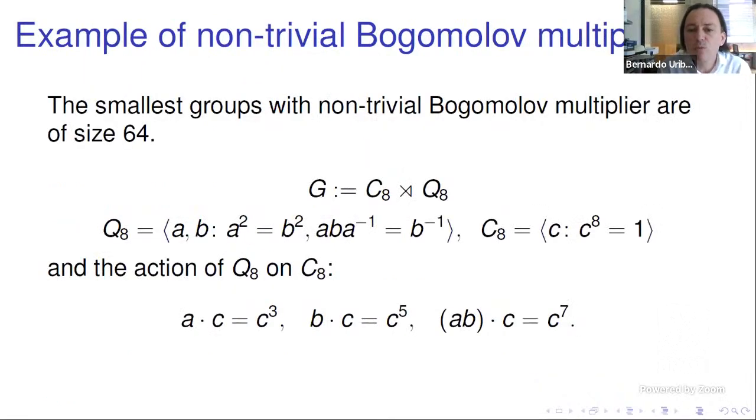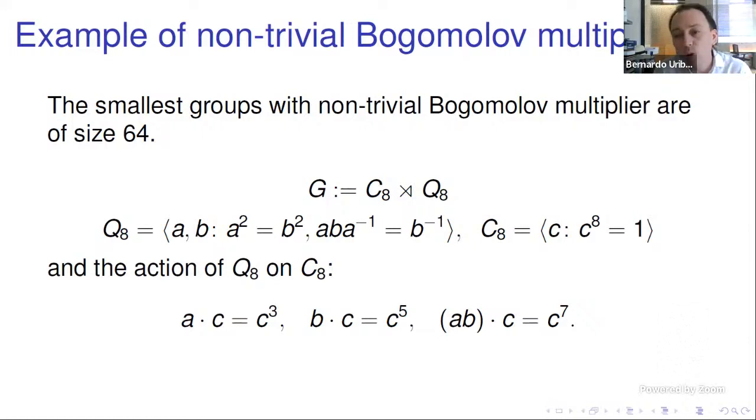Just to show you what types of groups we are talking about, on which the Bogomolov multiplier is not trivial. This was started by algebraic geometers because one easy way to construct some algebraic varieties is simply taking a representation of a finite group, taking the associated ring and taking the G-invariant part. That's a very nice algebraic variety, studied heavily by algebraic geometers. And the question that was raised was, when is this manifold or algebraic variety projective?